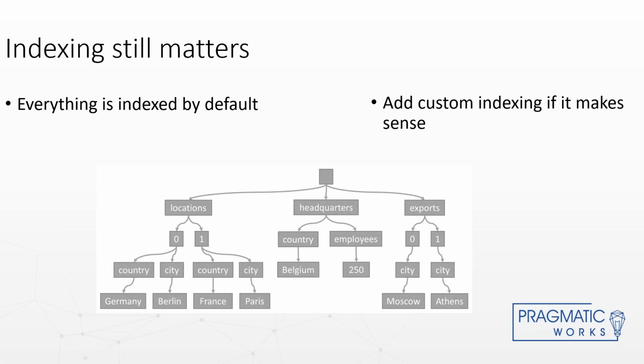So indexing definitely still matters. The interesting thing is that everything by default is indexed. So when you add a JSON document up into the container, everything is indexed that's in there, every property, unless you change that, which I definitely recommend that you do.